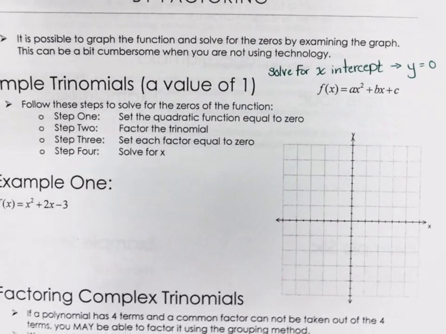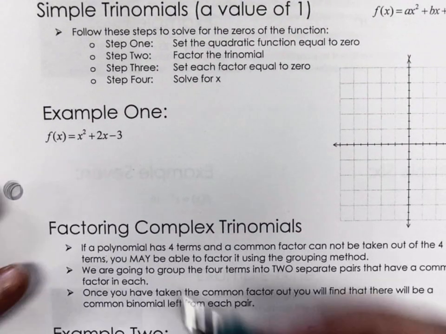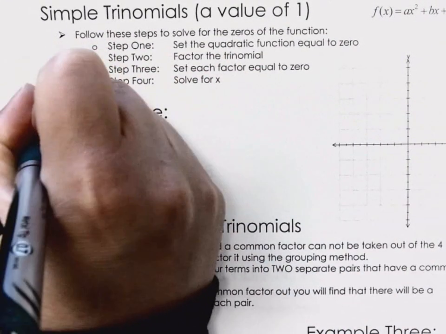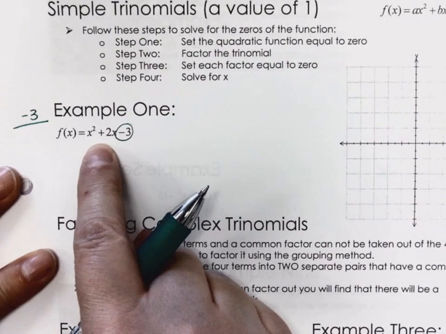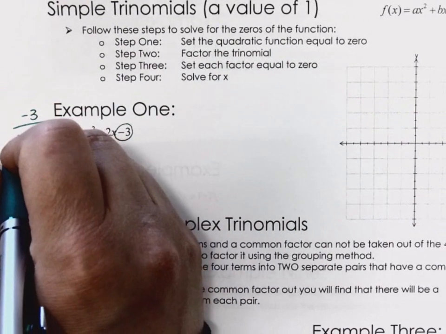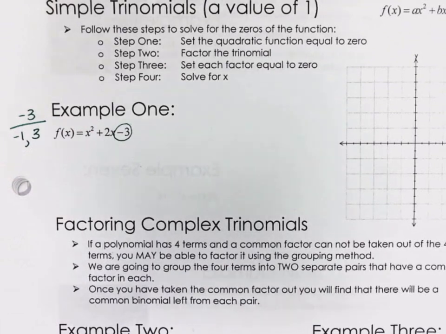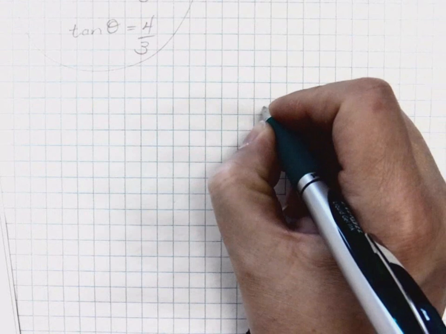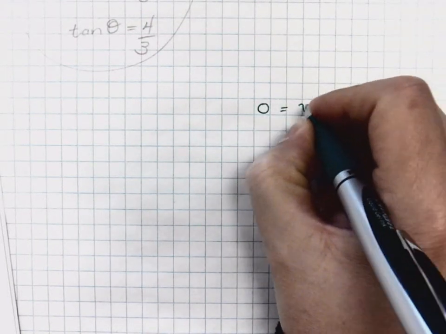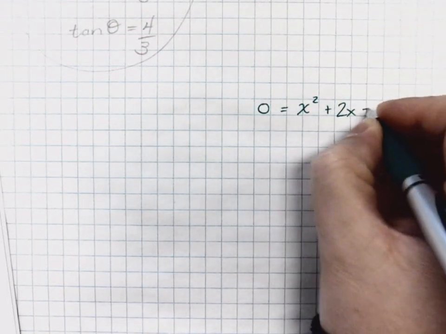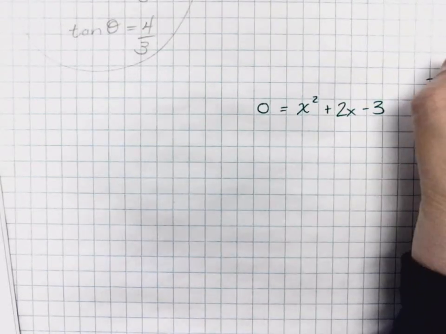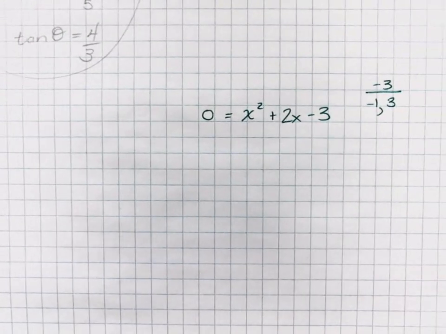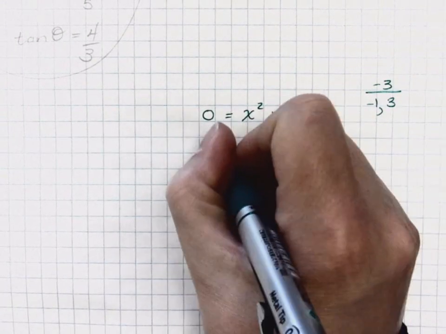Okay, so you guys know how to factor. Easy peasy, right? What are the factors of -3 that add up to +2? -1 and +3. All right, so there are 2 different ways to do this. If I have 0 equals x squared plus 2x minus 3, and you told me that the factors of -3 are -1 and +3, if you prefer to do it this way, you can.